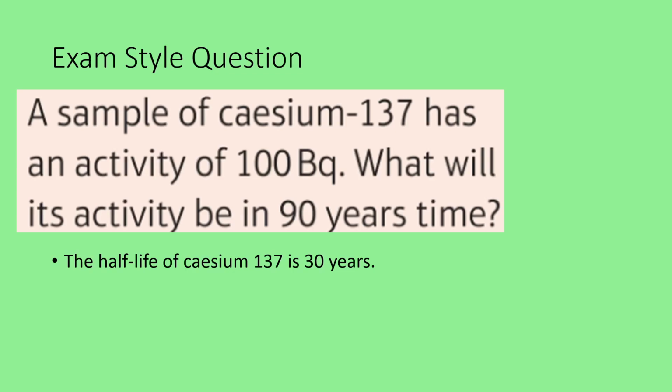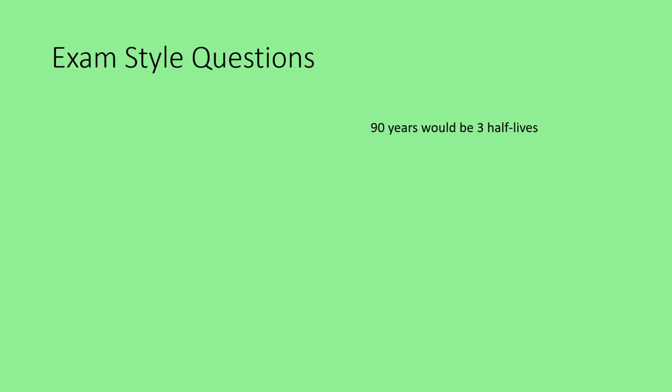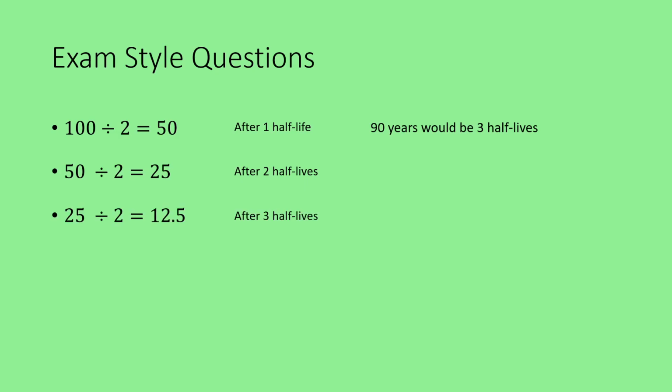Well, 30 years would be one half-life, 60 years would be two half-lives, 90 years would be three half-lives. So we're looking for what the activity is going to be after three half-lives. After one half-life, we would divide that 100 by 2 to get 50. After two half-lives, we would divide it by 2 again to get 25. And then finally, after three half-lives, divided by 2 again, we end up with 12.5. So the activity after three half-lives is going to be 12.5 Bq, or becquerels.